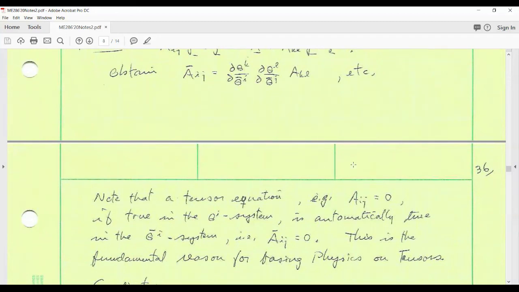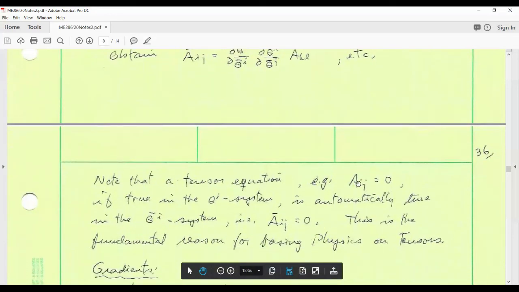So for example, suppose you have a physical statement, some physical law represented by a tensor equation, say a sub ij equals 0. If this is true in the theta i coordinate system, then the transformation formula guarantees that it's true in any other coordinate system as well. If these are 0, then these are automatically 0 because of the homogeneity of the transformation formula. That is, A occurs in a homogeneous way, degree 1. So if the A's are 0, the A bars are automatically 0. You can always rearrange any statement you like as something equals 0. Any physical law that you express in the form a sub ij equals 0, if that statement is true in one coordinate system, it's automatically true in every coordinate system.